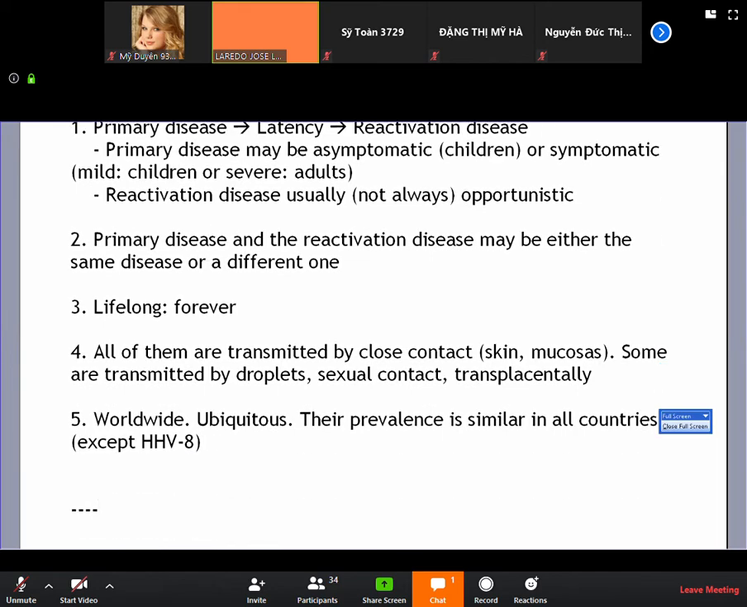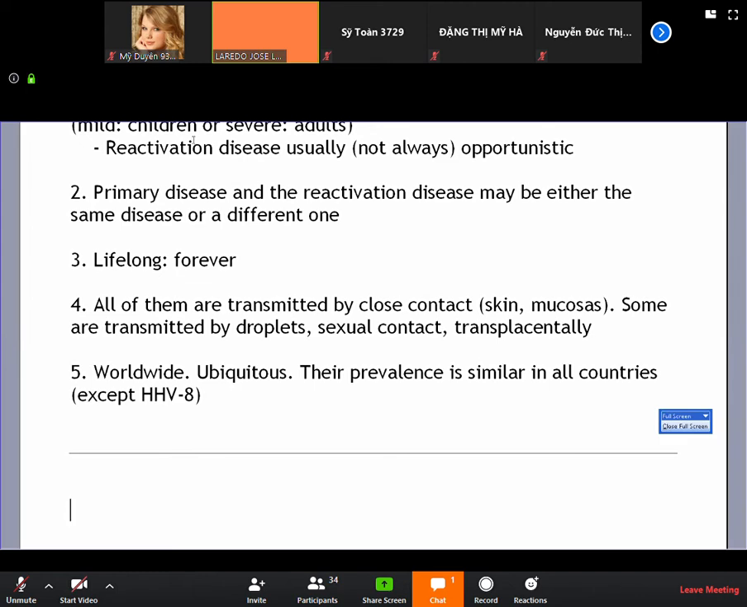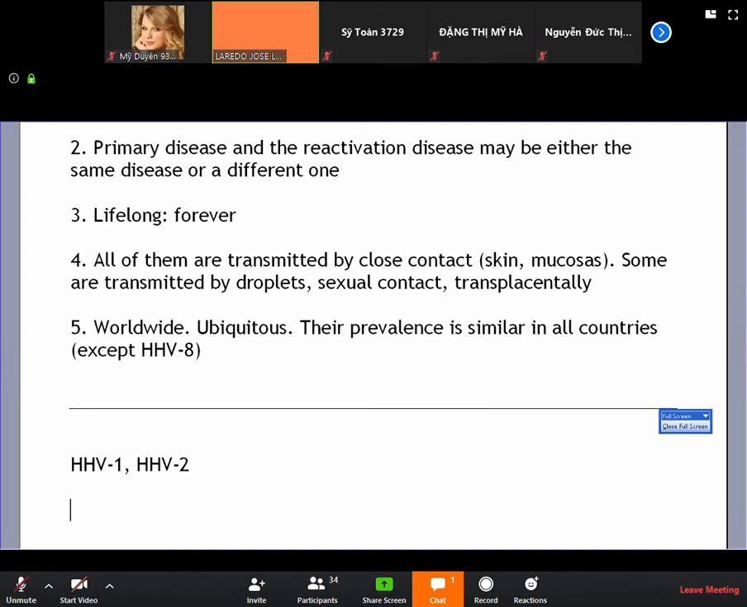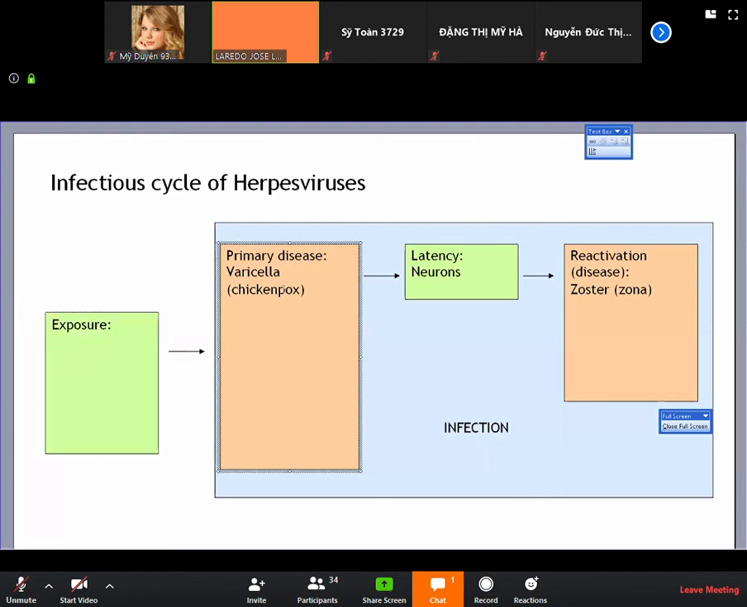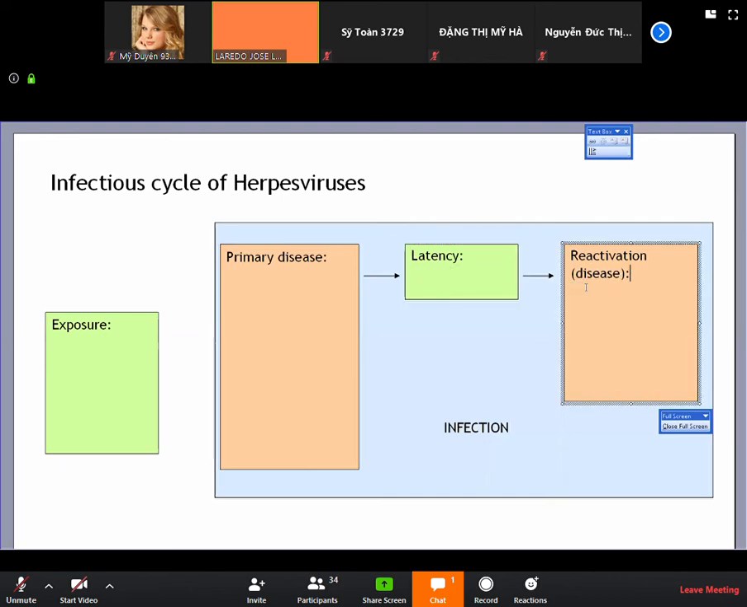Now we can start with the first one. We are going to start with human herpes virus type 1 and human herpes virus type 2 because they are very similar. And later we will study type 3. To study herpes viruses, we are going to follow this picture. Okay? From exposure to disease.